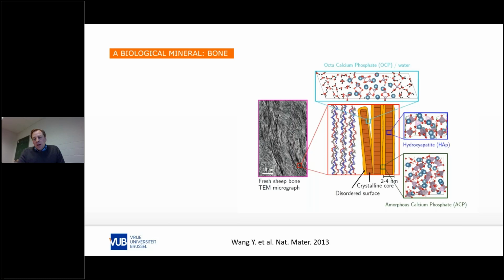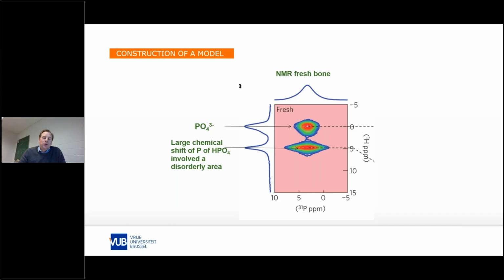In order to make a model, we need some input from the experiments. And one interesting piece of data was NMR. For the phosphorus-31, we see two peaks, which are coupled with the proton, and we see two environments for the proton. So this means we have a phosphorus which is also involved in a hydrogen phosphate anion. Okay, not only phosphate.